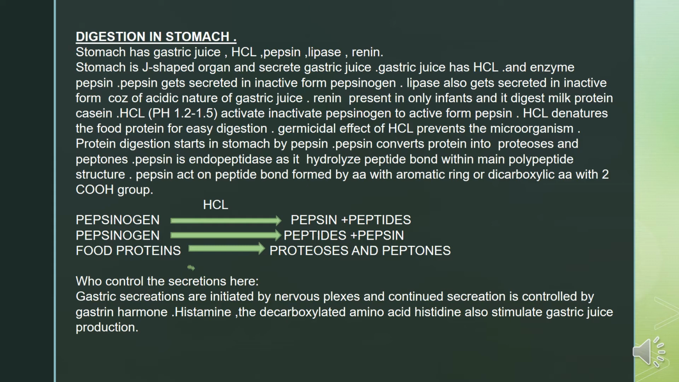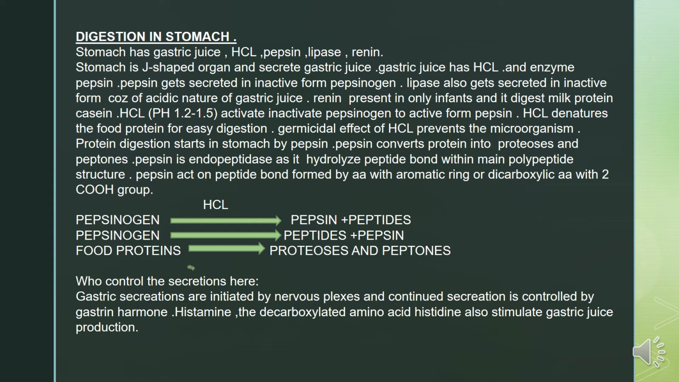HCl, having a pH of 1.2 to 1.5, activates the inactive pepsinogen to the active form pepsin, and HCl denatures the food protein for easier digestion. The germicidal effect of HCl prevents microorganisms. Protein digestion starts in the stomach by pepsin, and pepsin converts protein into proteoses and peptones. Pepsin is an endopeptidase as it hydrolyzes peptide bonds within the main polypeptide structure. Pepsin acts on peptide bonds formed by amino acids with an aromatic ring, or dicarboxylic amino acids with two COOH groups.